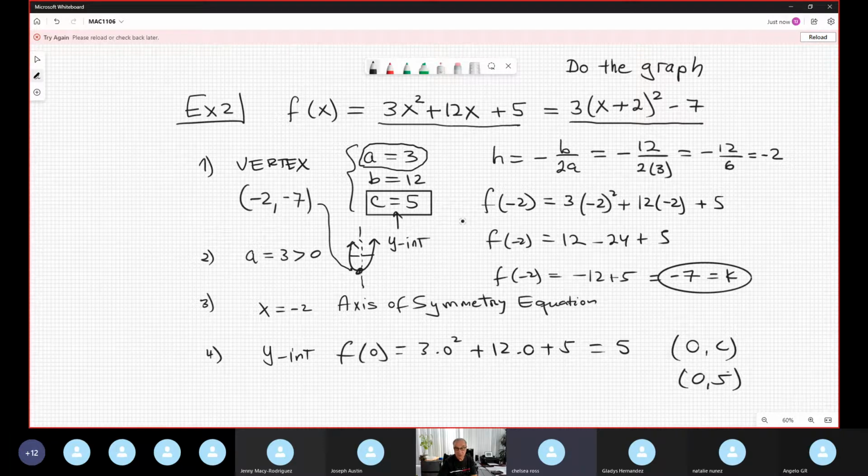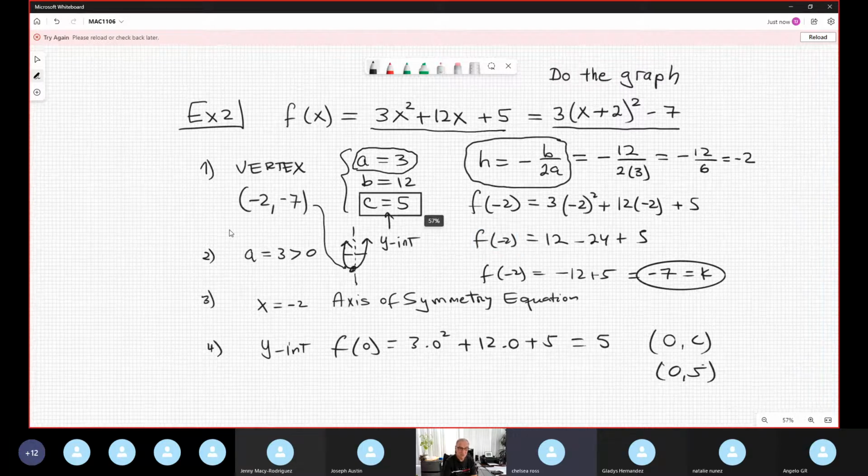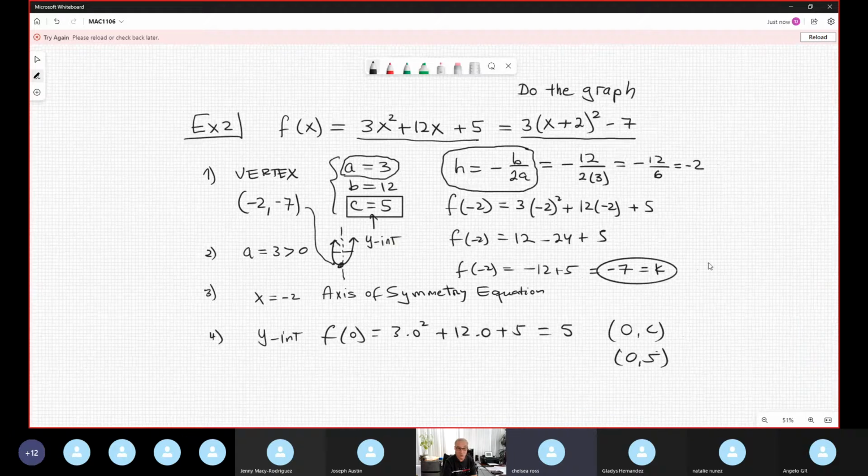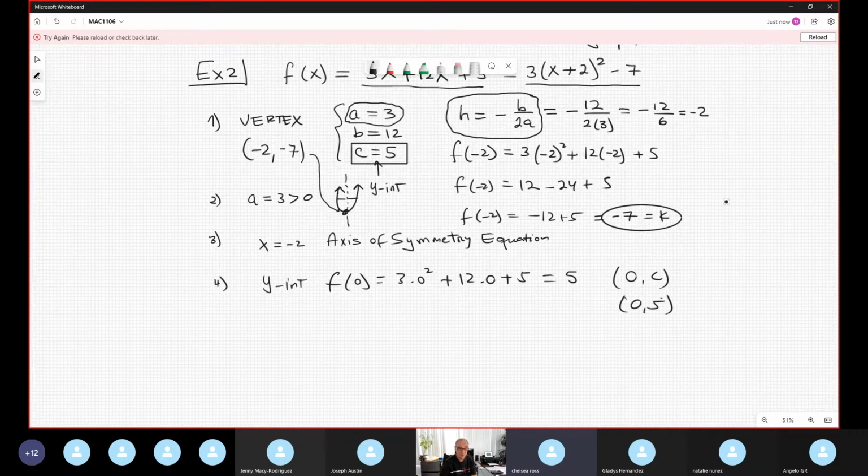Another possibility: if you want to go from this to this, it is by completing the square, but it's not necessary. You apply the formulas. The formula is magic. This formula is fantastic. Okay, now one more. Now the x-intercept. If you have the function expressed in standard form, in my opinion, the best way is using the quadratic formula.